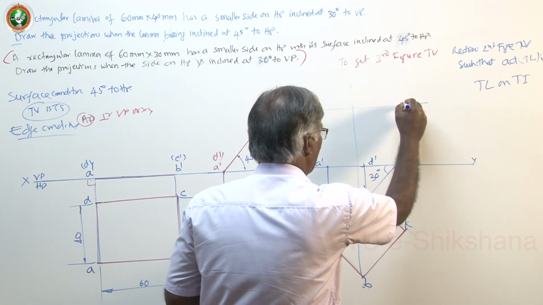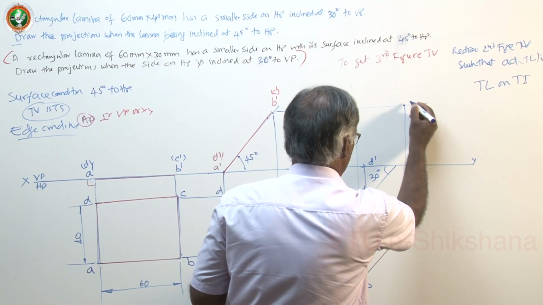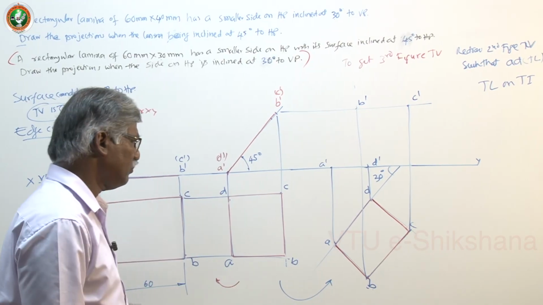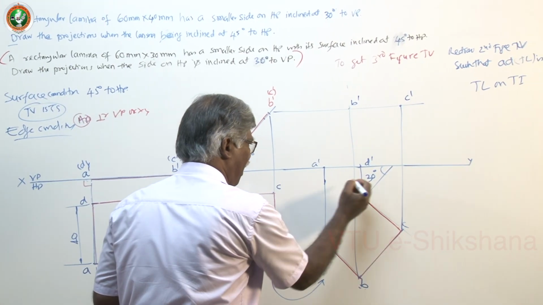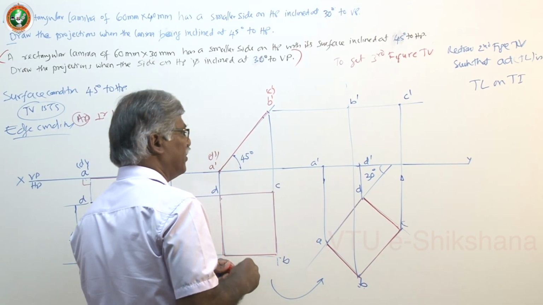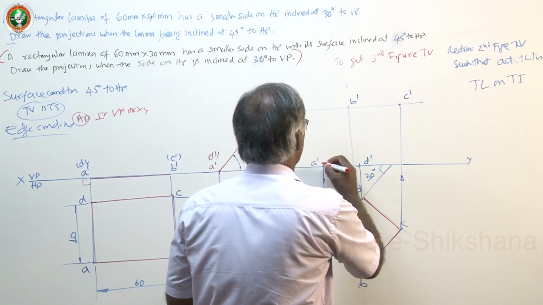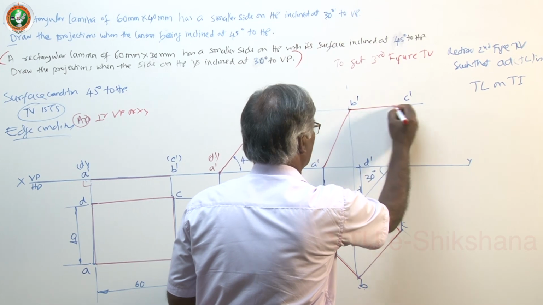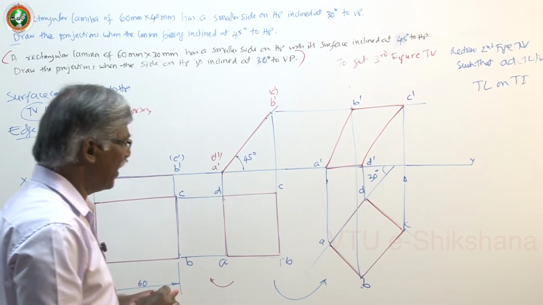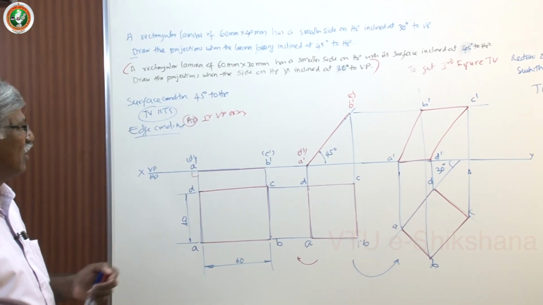Stop at this point. Again stop at this point. This is C dash. This one is B dash. Project carefully and join them accordingly: A to B, B to C, C to D. This is how you get the final projection.